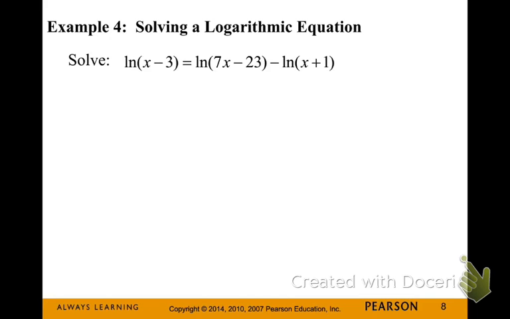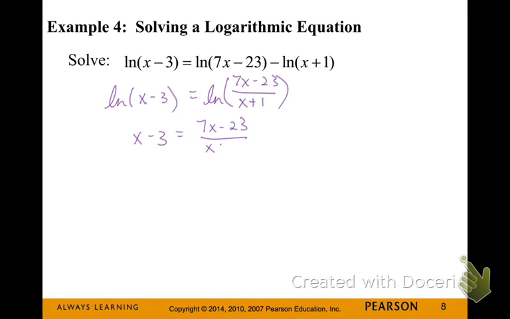So look at example 4 with me. We have the natural log of x minus 3 equals the ln of 7x minus 23 minus the ln of x plus 1. The first thing I notice is that I can condense my logarithms on the right side of the equal sign, and I'll do that by division. Now I have one natural log equaling another. The bases are the same, so I can simply set those log values equal to each other. So x minus 3 equals 7x minus 23 over x plus 1.